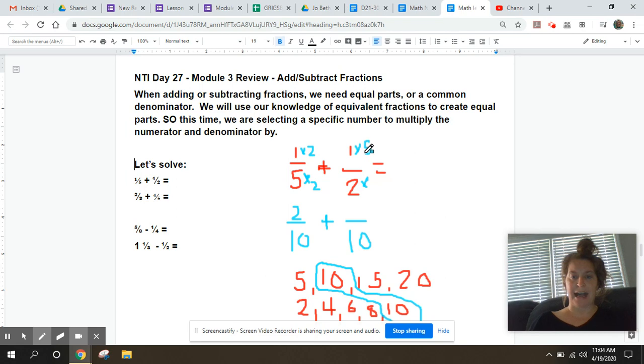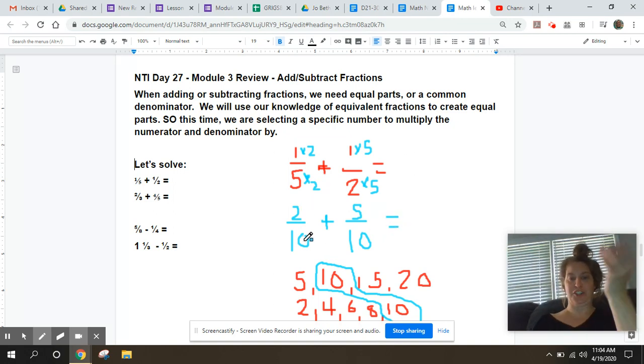So we can multiply by 5/5, or multiply the numerator by 5 and the denominator by 5. 1 times 5 is 5. 2 times 5 is 10. So now look what you notice.